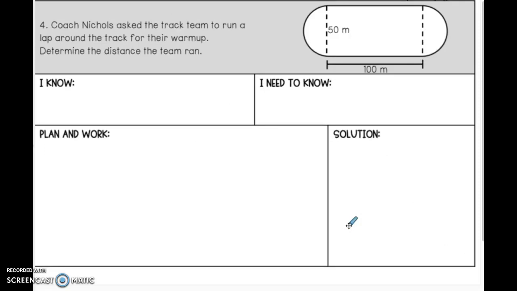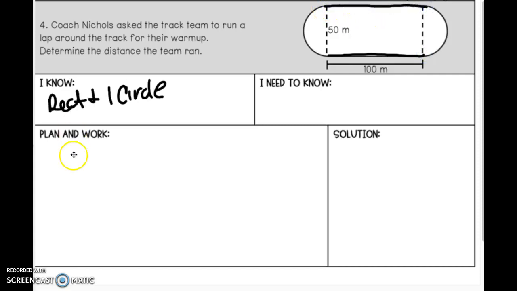All right, lastly, we have a track team is running a lap around the track, and this track looks like a rectangle with 2 semicircles on each end. So together it's a full circle. So we have 1 rectangle and 1 circle, and we need to know the distance all the way around. So we are not looking for area anymore. We're looking if we run all the way around. So here's 100 and here's 100. So that's 200 for the rectangle.